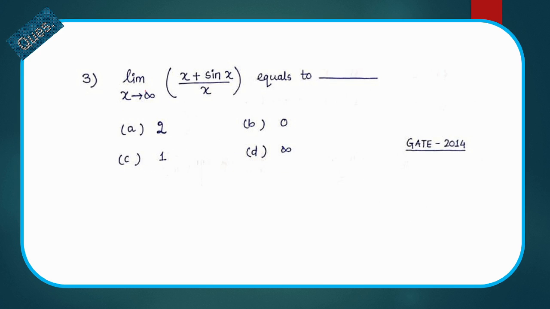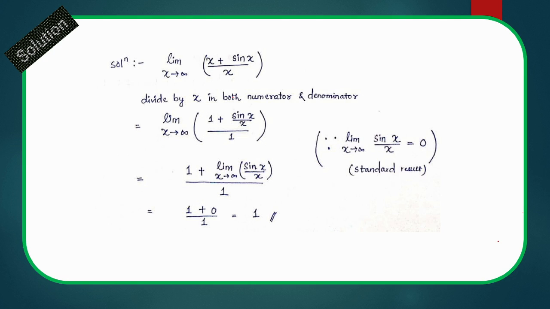Coming to the next question, limit x tends to infinity, (x plus sin x) divided by x equals to dash. The options are 2, 0, 1, infinity. This function is given and it is asking what is the limit value as x tends to infinity. So we will divide both the numerator and denominator by x. You will get 1 plus sin x by x, since x by x equal to 1.